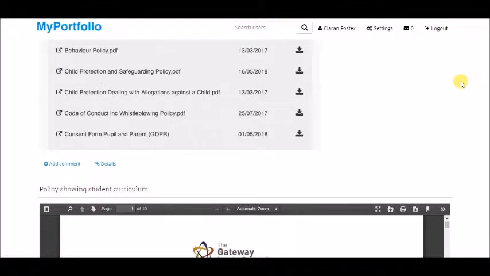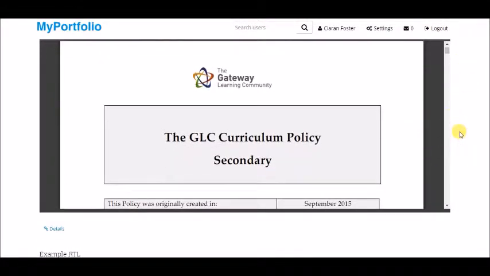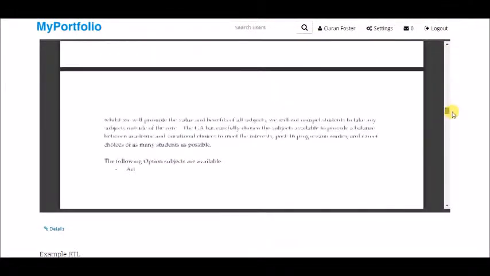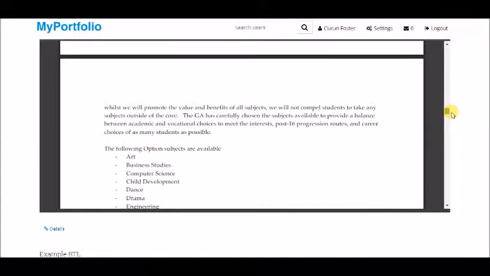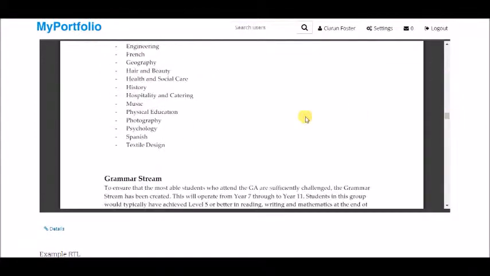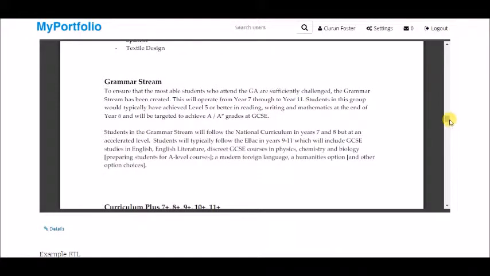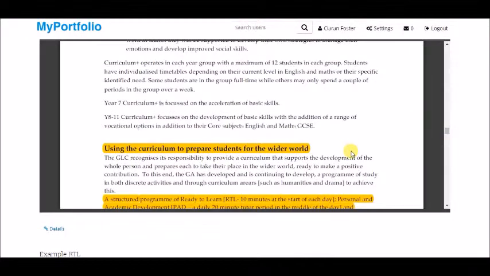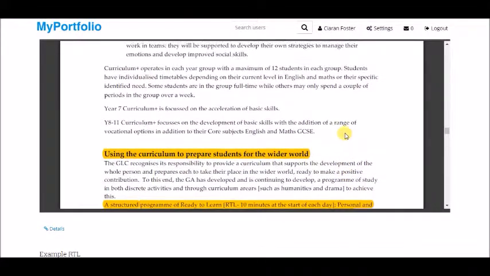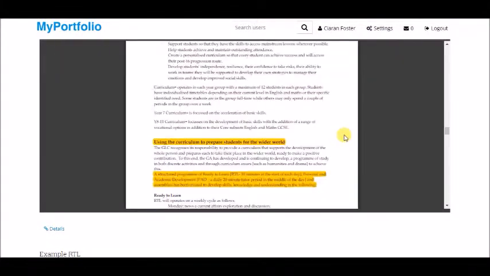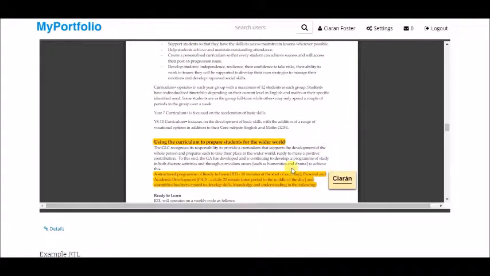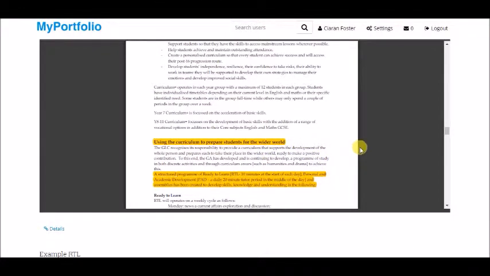So if we look a bit deeper into this, there was our Gateway curriculum policy. It goes through all the different aspects, all the different subjects and what's in the curriculum at the school within the subjects. However, we're going to look slightly closer here at our PAD and our RTL program.